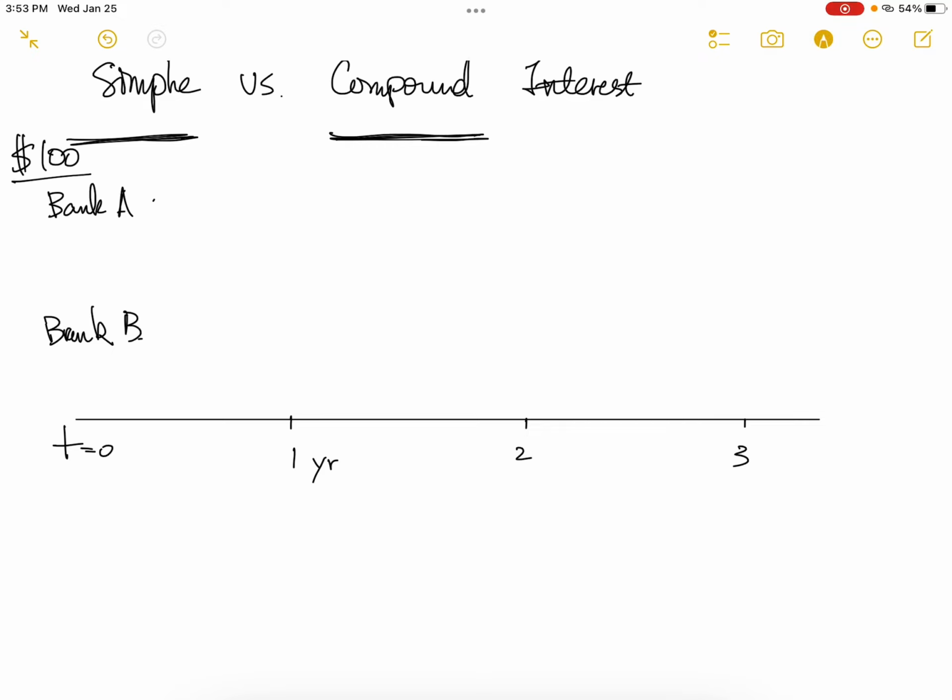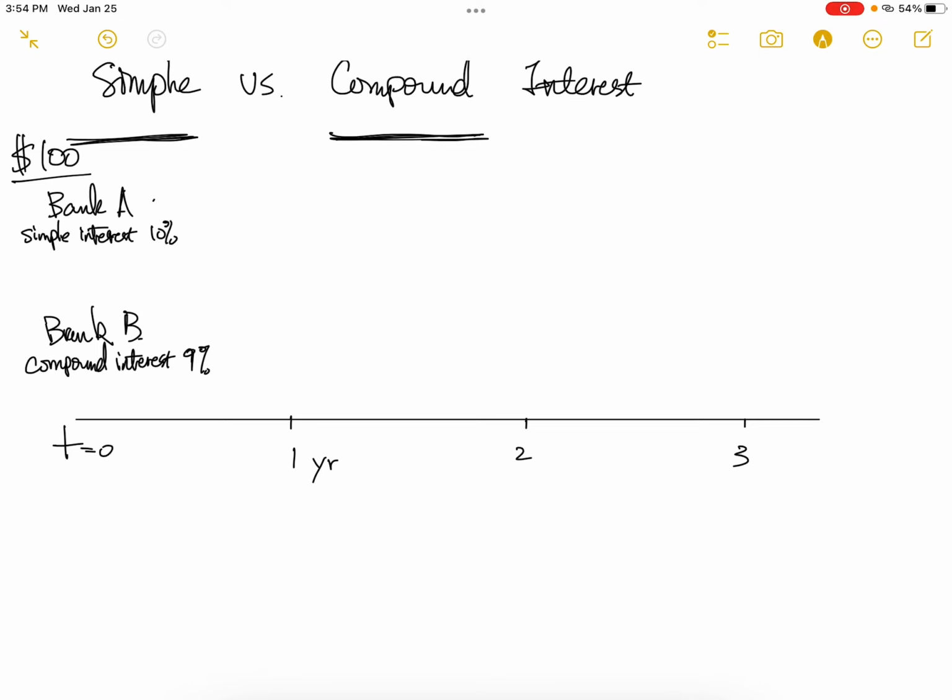Bank A gives you simple interest of 10%. Bank B gives you compound interest at, I'm going to put 9% this time.